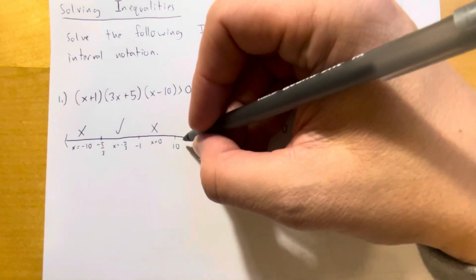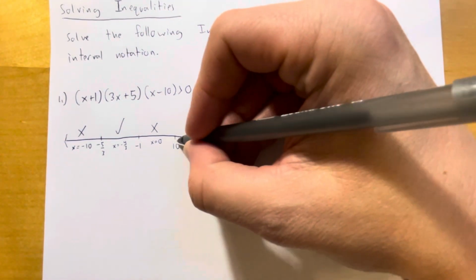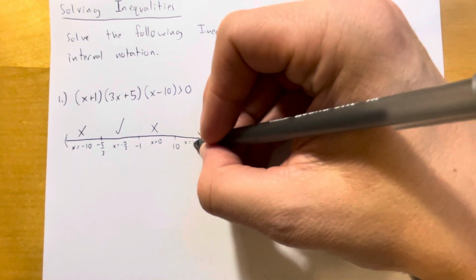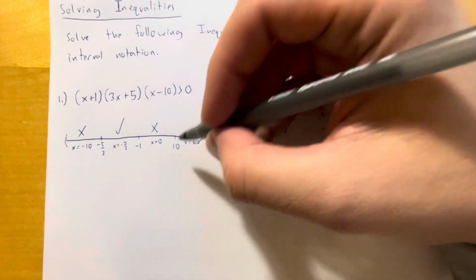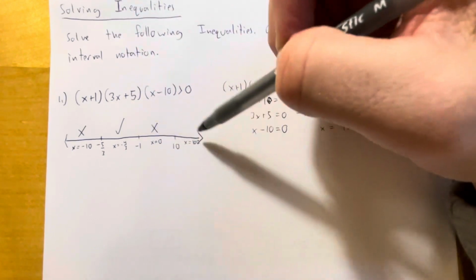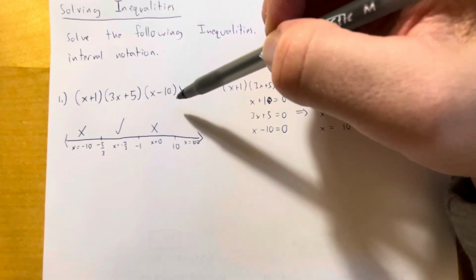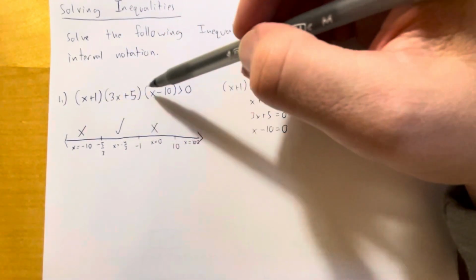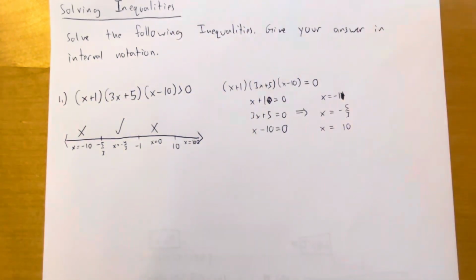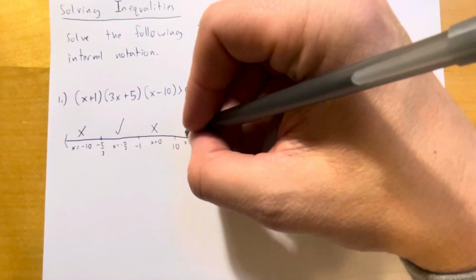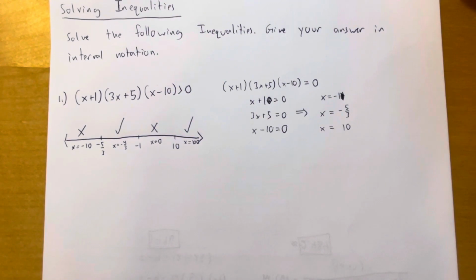Finally, I need a test point here. I can pick any number that's greater than 10, so maybe x equals 100. Doesn't really matter, just needs to be bigger than 10. And you would see if you plugged 100 into each one of these factors, you get positive, positive, positive. All positives means the product's going to come out positive as well.